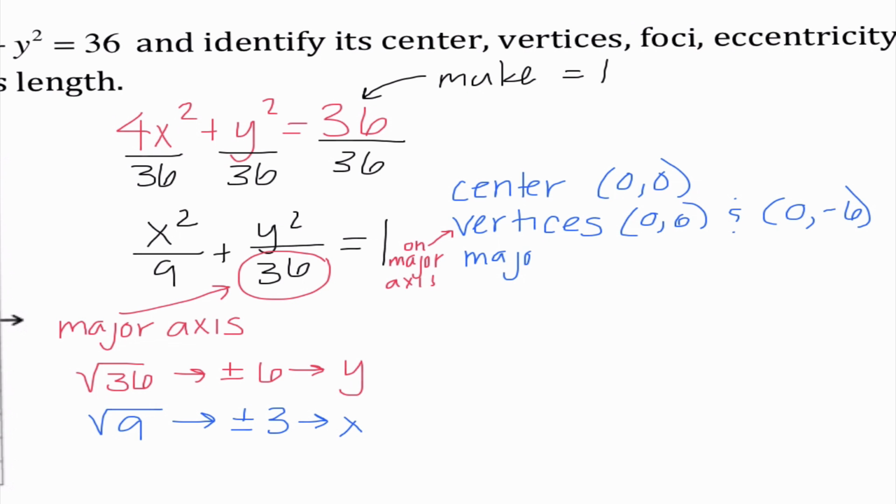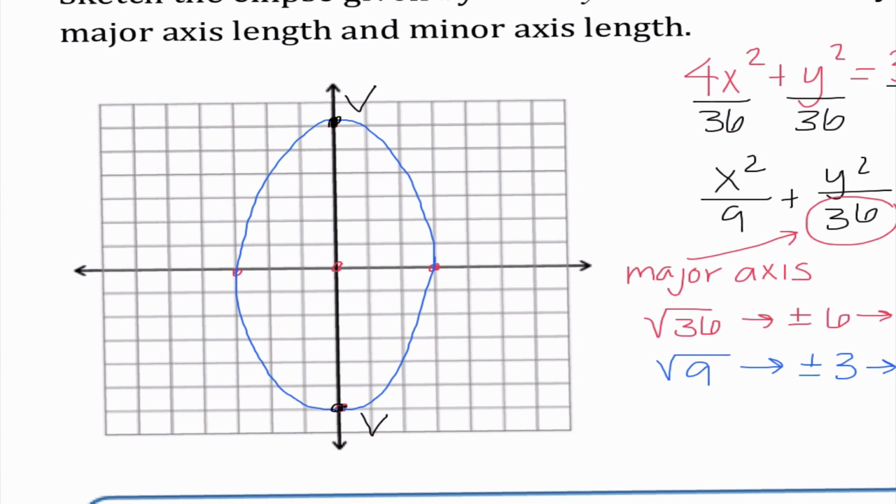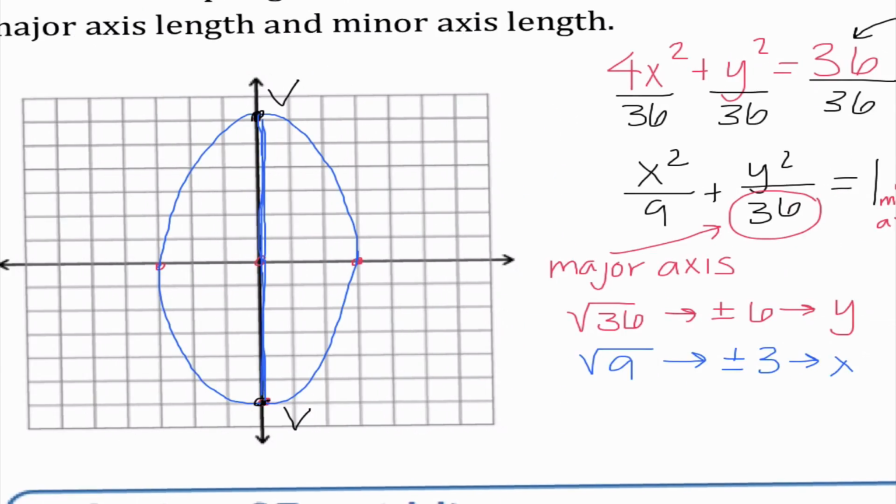Next thing I want to find: what is the major axis length? I'm going to scroll back over to this picture, and looking at it, it looks like I'm moving 6 up and 6 down. So that would give us a major axis length of 12.